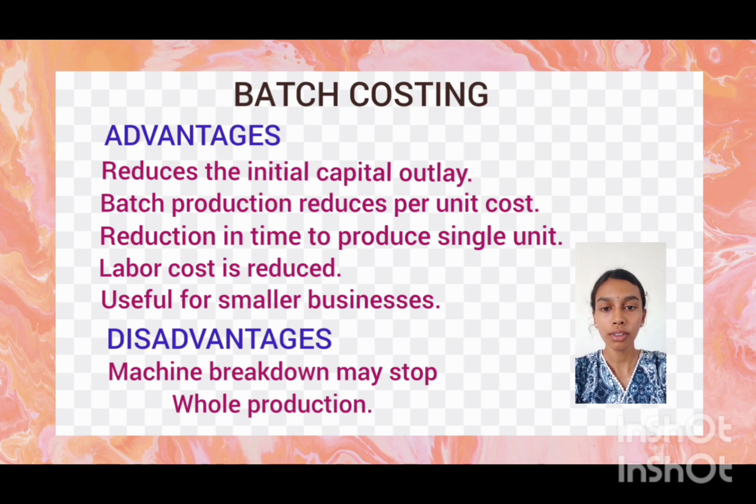Batch costing advantages. Number 1. Reduces the initial capital outlay. Number 2. Batch production reduces per unit cost. Number 3. Reduction in time to produce a single unit. Number 4. Labor cost is reduced. Number 5. Useful for smaller businesses. Disadvantages: machine breakdown may stop the whole production.